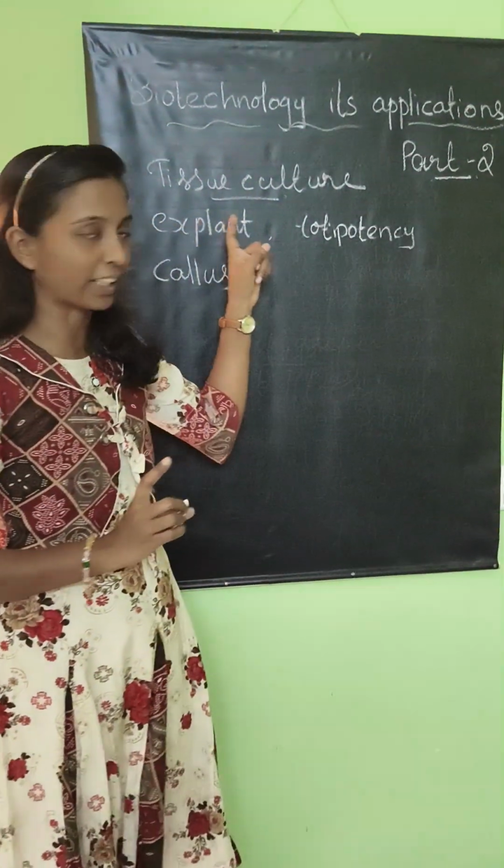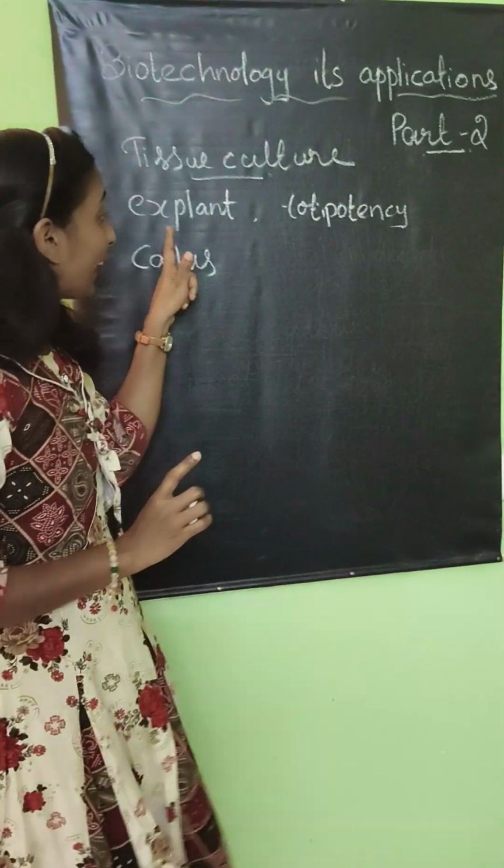Practical application. One of the applications is in agriculture. So how is it used in agriculture? One of the techniques is called tissue culture. So what is tissue culture? Tissue culture is a small part of the tissue which is extracted from the growing tip of the plant.